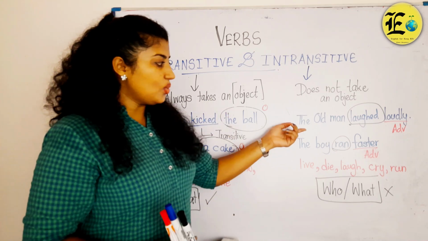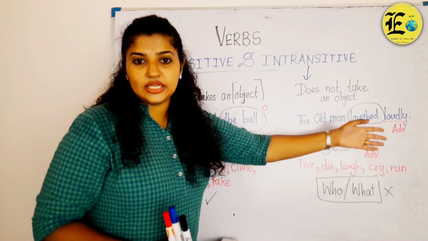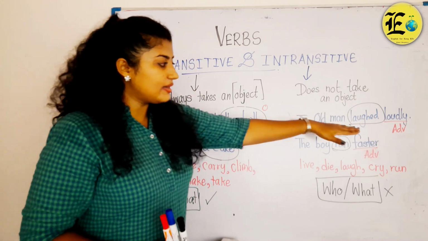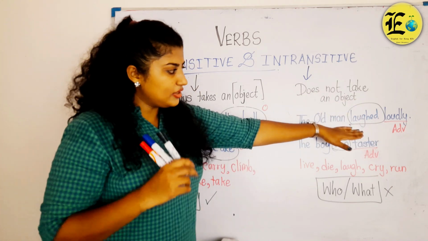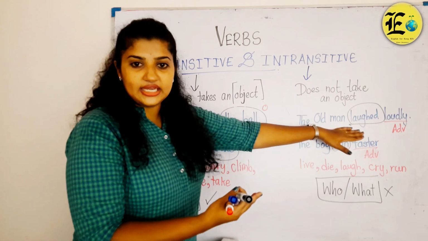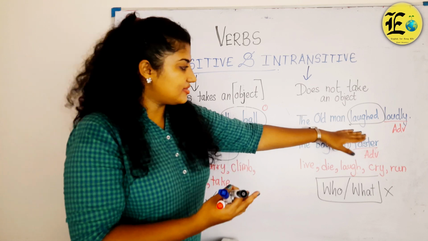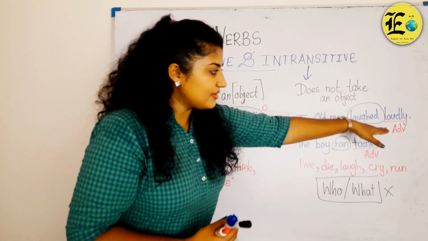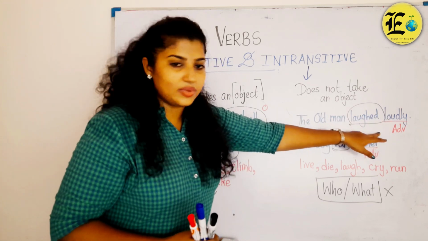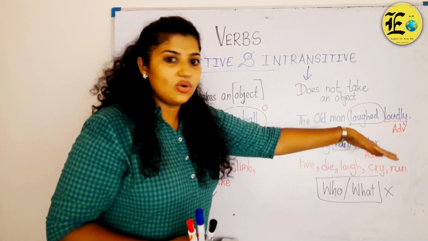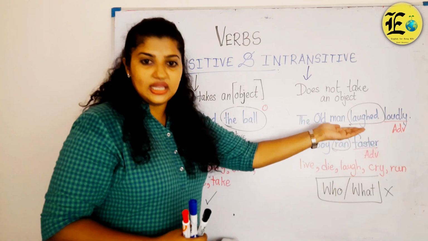For example, the old man laughed loudly. Now here we have the verb laughed. But look whether there is an object there next to the verb to complete the meaning. No, it isn't. The old man laughed loudly. Loudly is an adverb which defines the verb laughed.